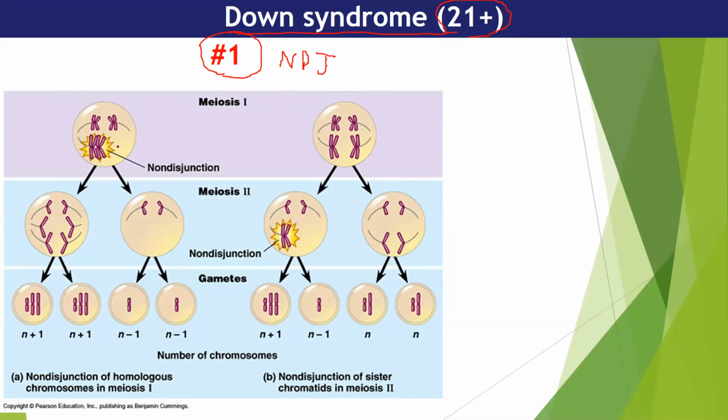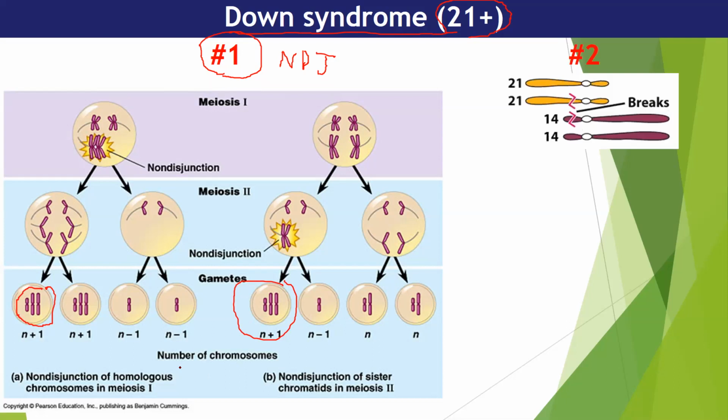All right. So non-disjunction is one possible way to cause this human disorder, Down syndrome. Because of the non-disjunction, you're going to see the chromosome number 21 has 3 copies, right? Now today we're going to learn the second mechanism. So translocation can also cause this problem.